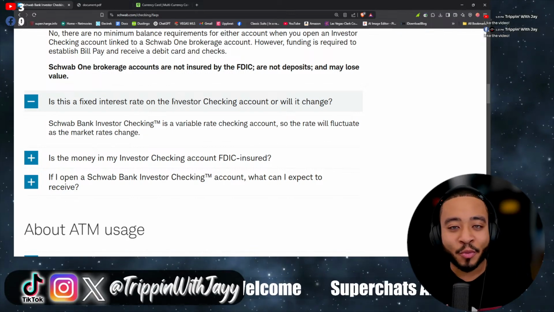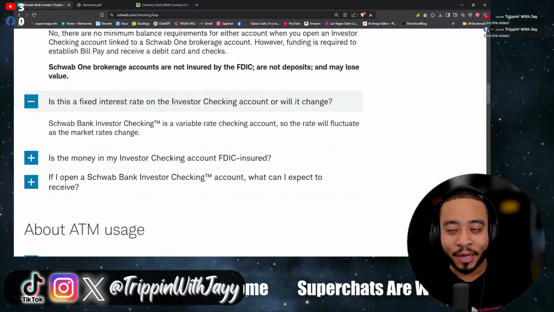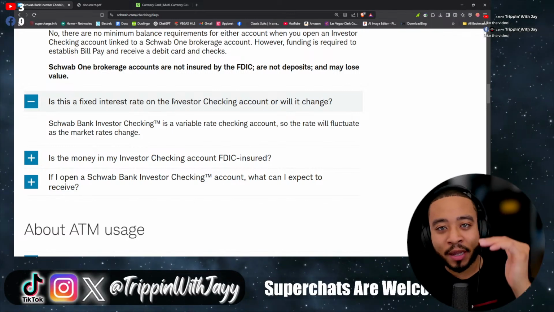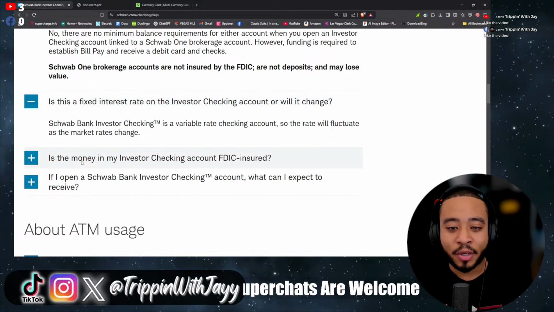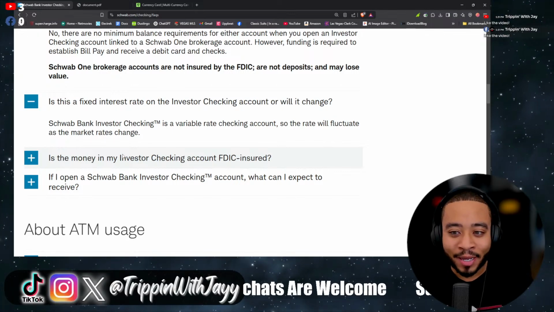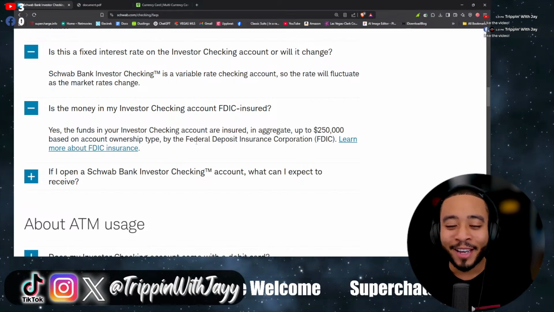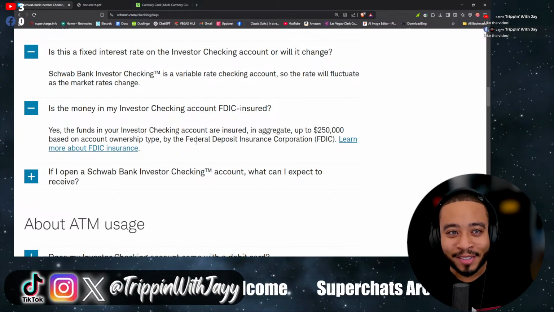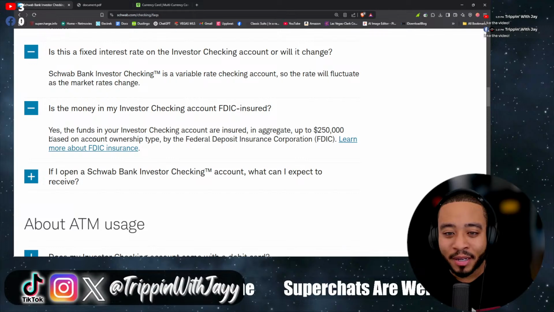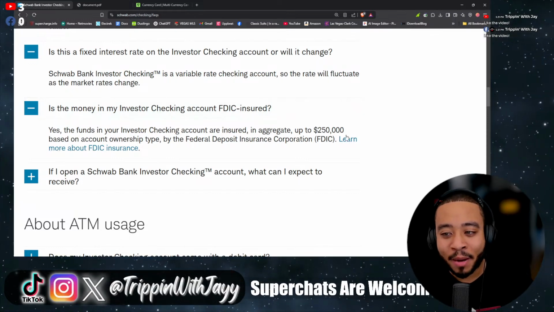So that's with damn near every bank account, right? You have a fluctuating interest rate. Most banks don't pay anything nowadays. They pay literally less than 0.1%. So it's a moot point at this point in time. So, is it FDIC insured? Yep, up to 250K.